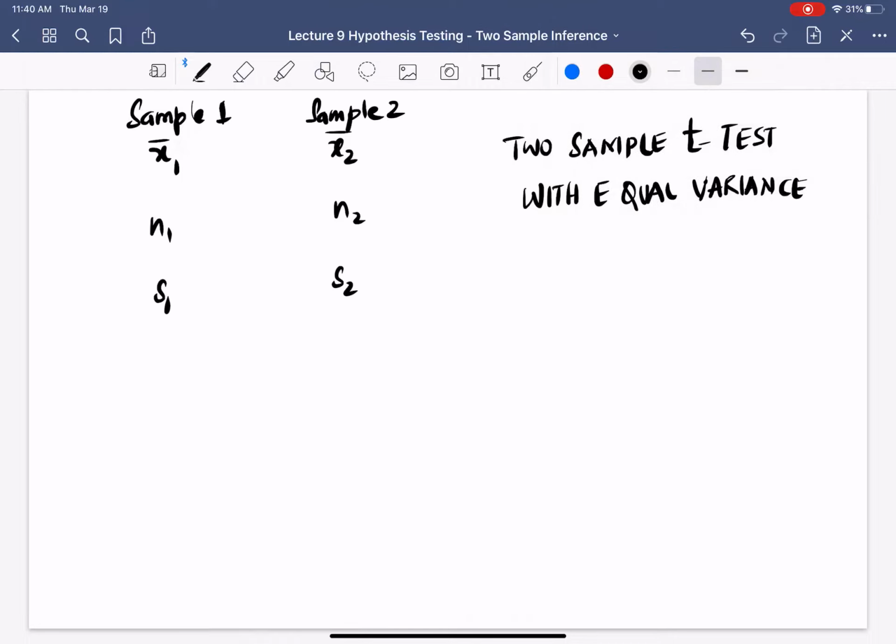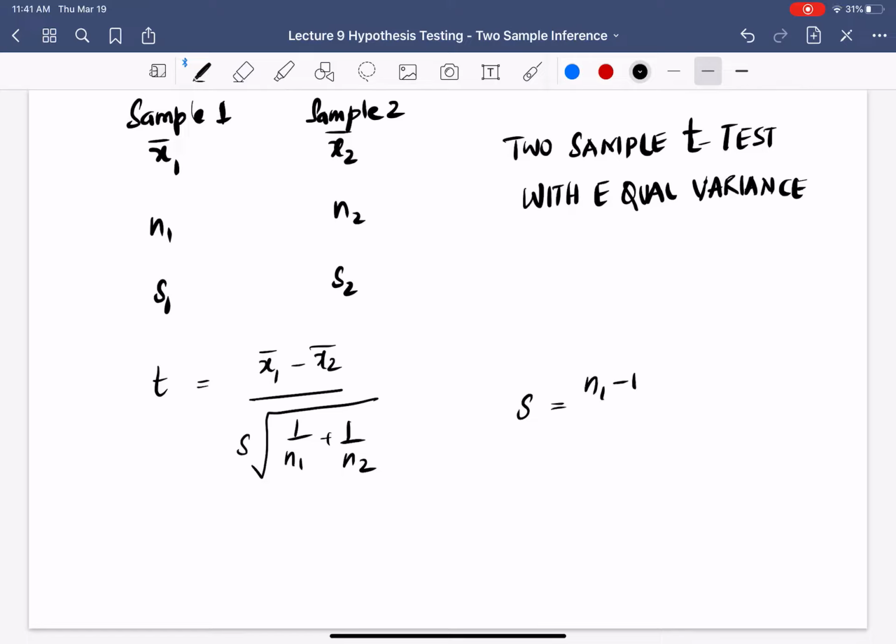So using sample 1 and sample 2 data, now what can we do? You have to find the t-value. So t-value becomes x1 bar minus x2 bar by s into under root 1 by n1 plus 1 by n2. How do you find this s value? We have to find s square here. So s square becomes n1 minus 1 into s1 square plus n2 minus 1 into s2 square divided by n1 plus n2 minus 2.